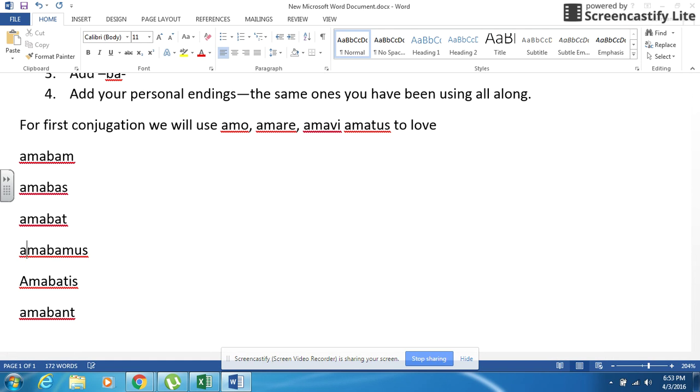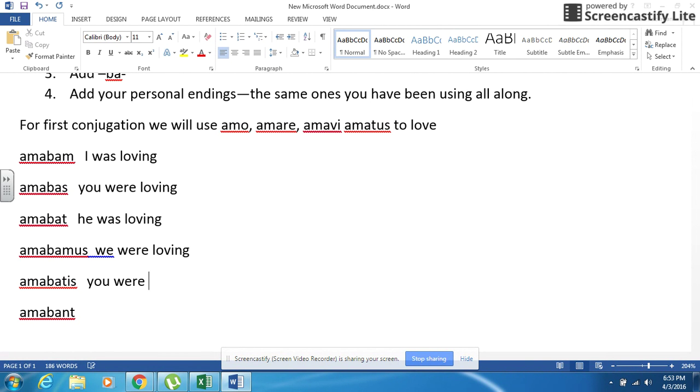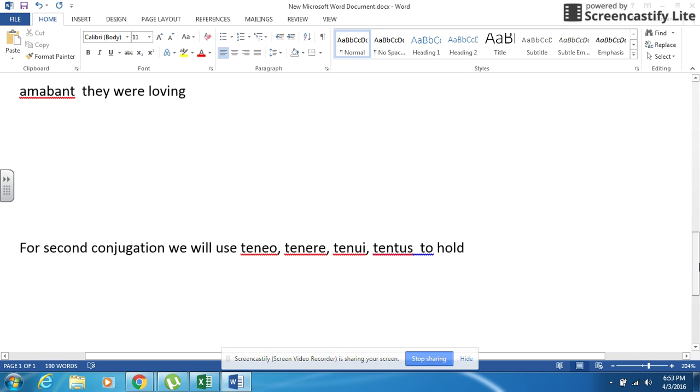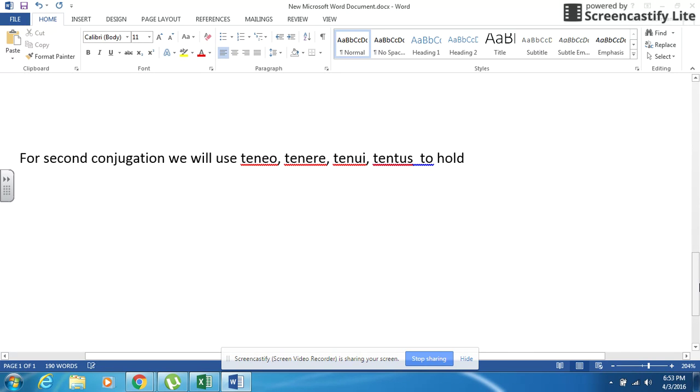And now we're going to translate them. I told you that you could translate them with was or were. So amabam is I was loving. Amabas, as you probably can guess, is you were loving. If you say you was loving, that is incorrect English. He was loving. Then we were loving. Then you, plural, were loving. Remember, that's more than one person, that's you. Then they were loving.